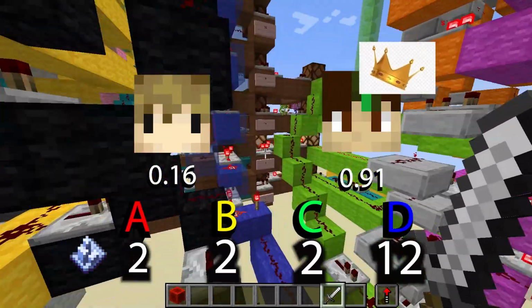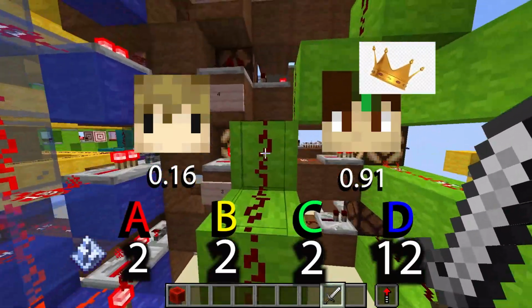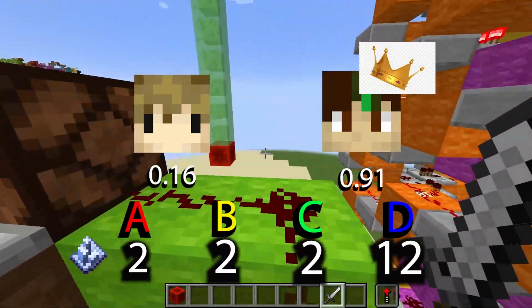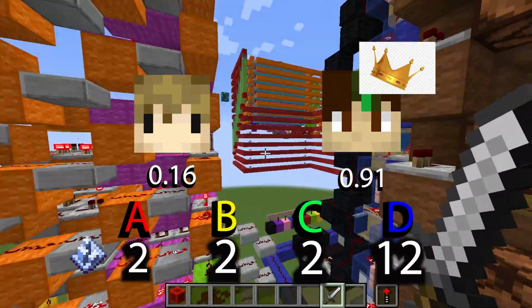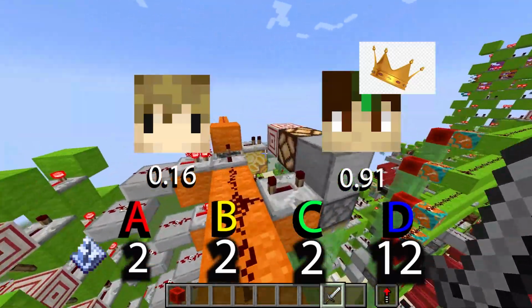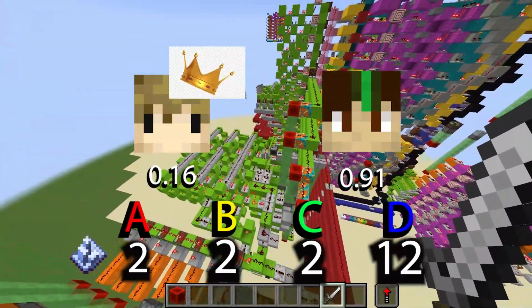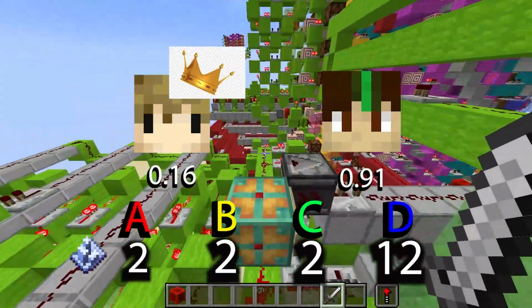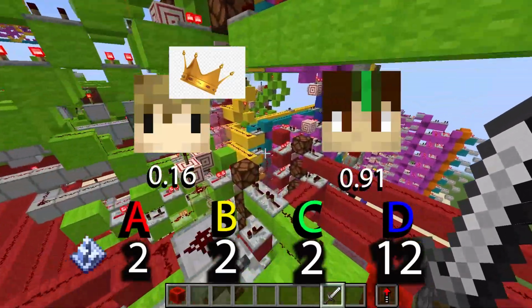Now, if Joel wins, A will get 2.94 diamonds in his account, B will get 2.44, and C will get 2.18. And of course, D will get 0. However, if Green wins, A, B, and C will get 0 diamonds, and D will get 12.08 diamonds in his account.